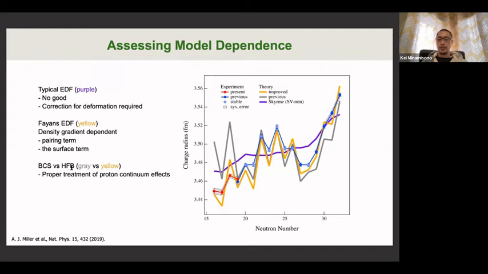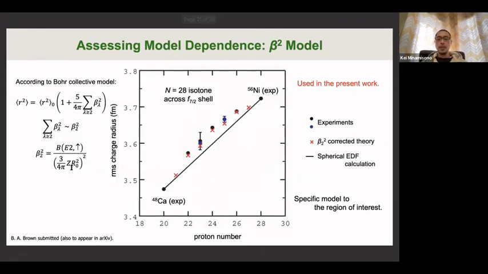So I'm going to get to each point briefly. Let me start from the model we used in the analysis. I call it the beta 2 model.